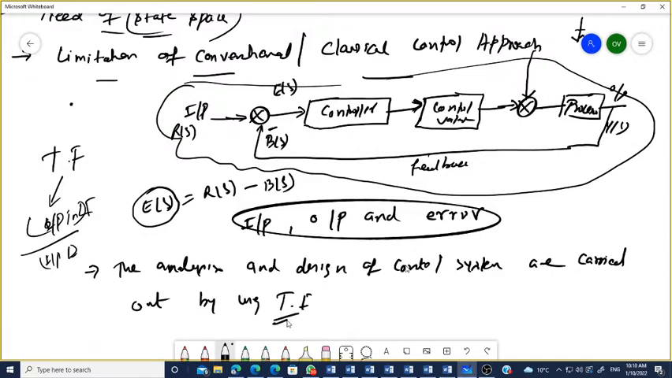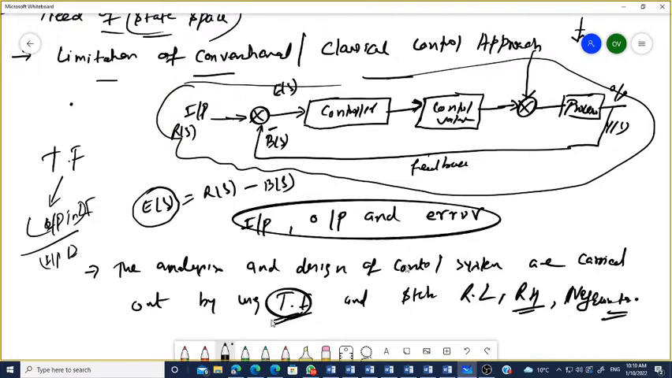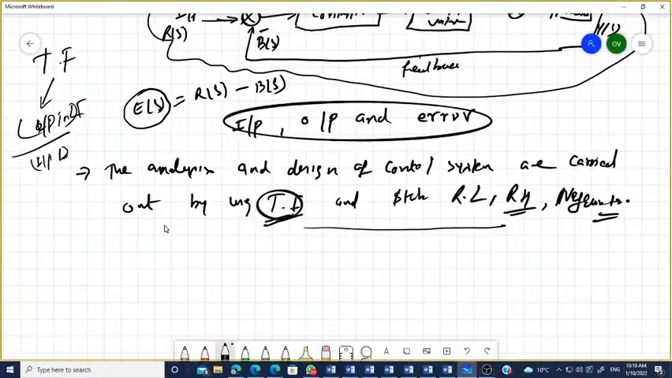This is the main key, and with the help of this transfer function we are going to find out the stability using root locus and Routh-Hurwitz, Nyquist plot and anything, right? So these are some basic control system tools, classical control system tools, by which we can study.